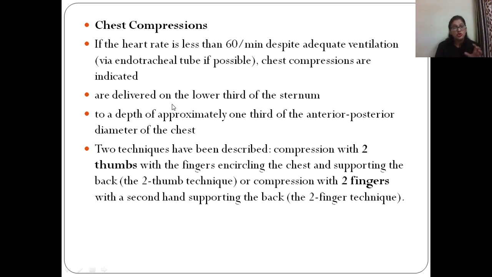and this is usually delivered in the lower third of the sternum, to a depth of approximately 1/3 of the anterior posterior diameter of the chest. Two techniques have been described: compression with the two thumb technique, when the fingers are encircling the chest and supporting the back, or you can give compressions using the two finger technique with the second hand supporting the back.